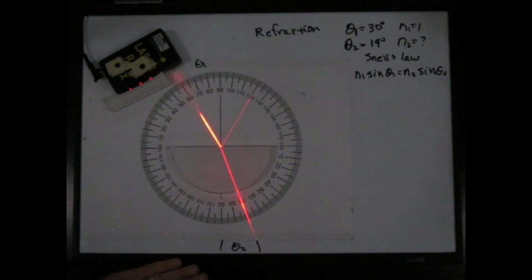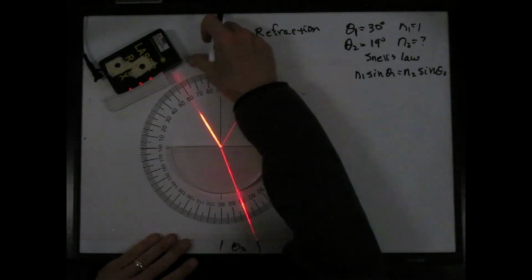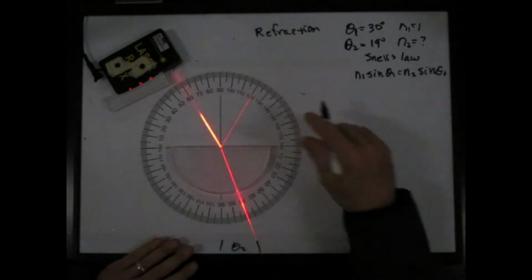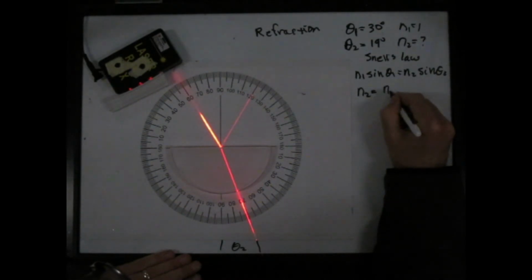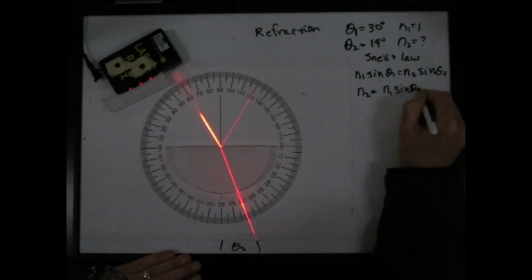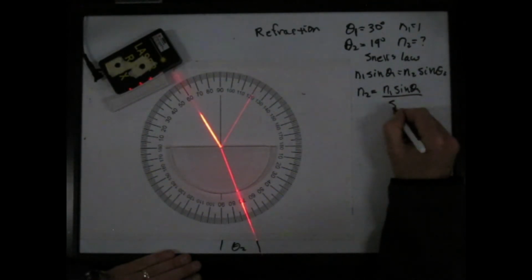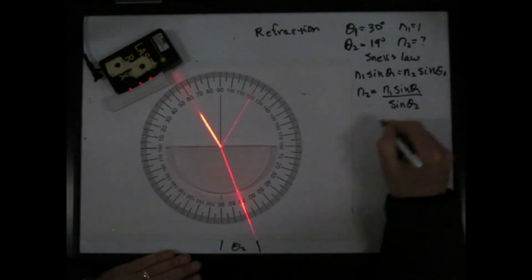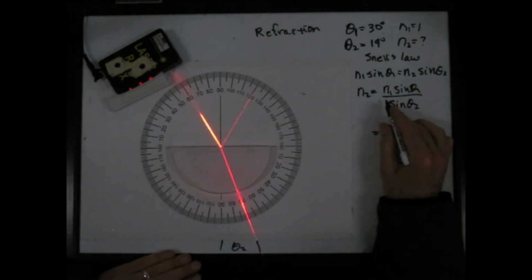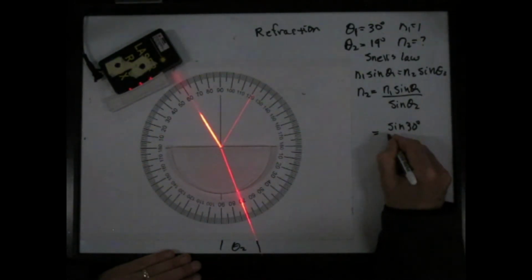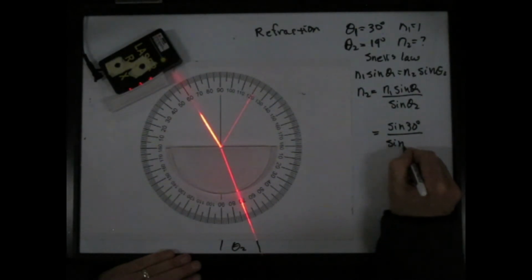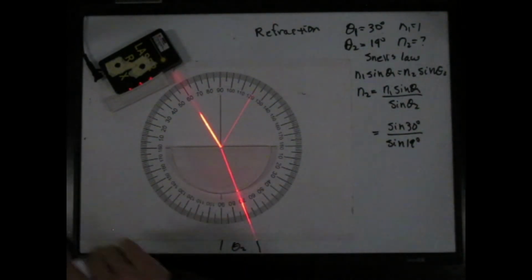It's that angle, it's theta 2. I think I wrote on my sheet there. All right. Anyway, that's theta 1. And so we're looking for N2, and so N2 is equal to N1 sine theta 1 over sine theta 2. And N1 is just 1 because up there it's in air, so it's just sine of 30 degrees divided by sine of 19 degrees.